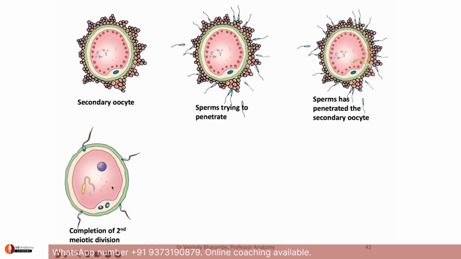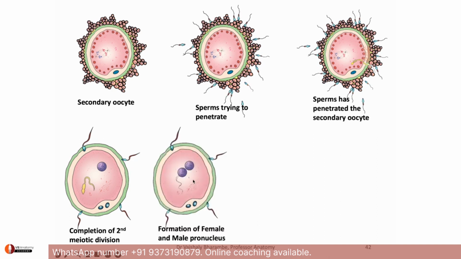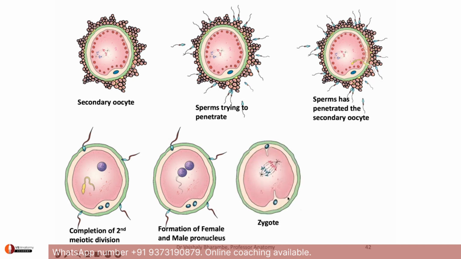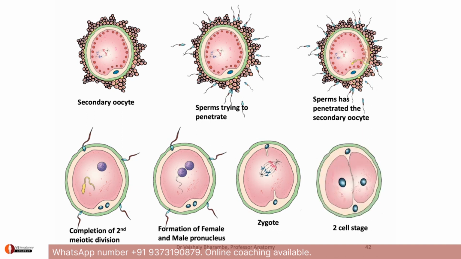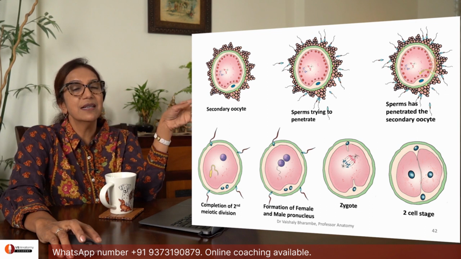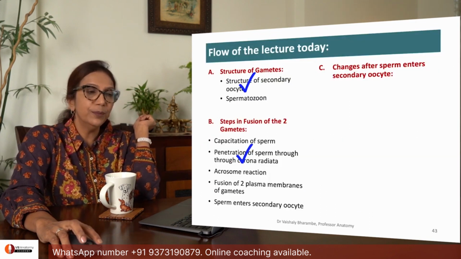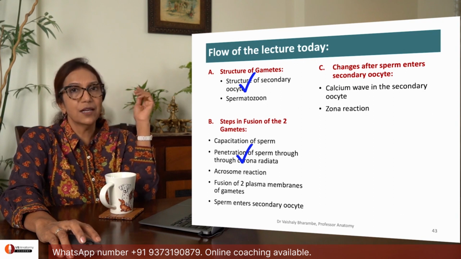Meanwhile, the secondary oocyte completes its metaphase and completes the second meiotic division, and there is formation of the definitive oocyte and the second polar body. The nucleus of the definitive oocyte becomes enlarged and forms the female pronucleus. The sperm head now forms the male pronucleus. Male and female pronuclei now enter into mitotic division, uniting on a single mitotic spindle, and finally there is the two-cell stage, zygote formed. All this is what we have discussed under the heading of fertilization part 2. Changes in the secondary oocyte.